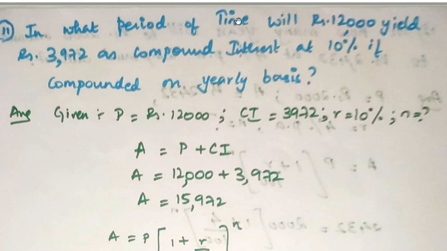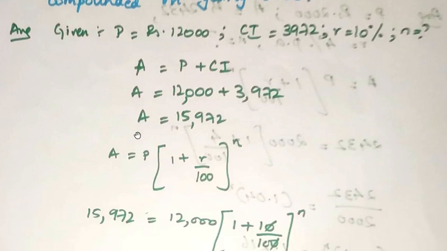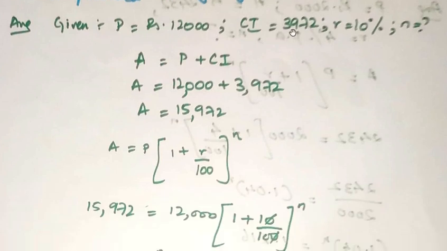Here we are supposed to find out the number of years. On yearly basis we have been told, per annum, so how many years is it? So what is given in the question? Principal is rupees 12,000, compound interest is 3,972, rate is 10%. You are supposed to find out the n. Amount is equal to principal plus compound interest. So amount is equal to 12,000 plus 3,972. Amount is equal to 15,972.